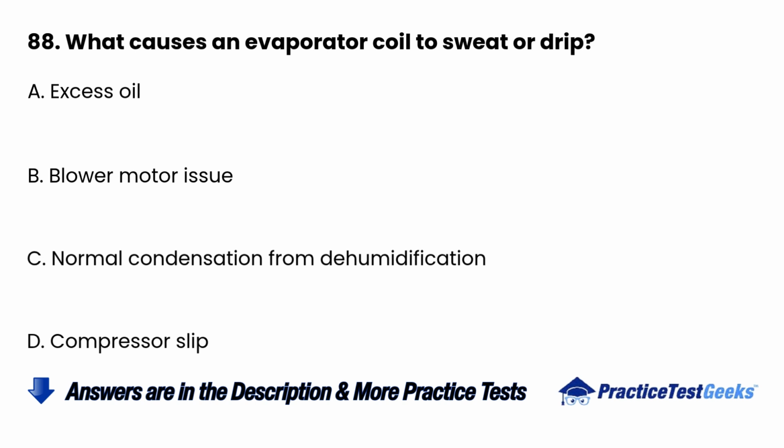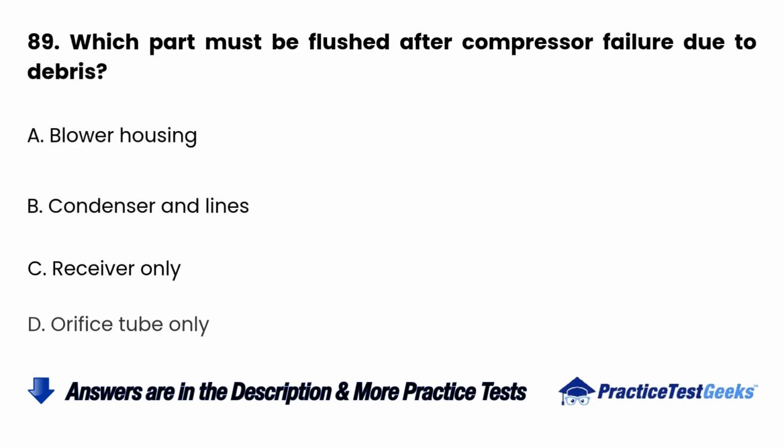88. What causes an evaporator coil to sweat or drip? A. Excess oil. B. Blower motor issue. C. Normal condensation from dehumidification. D. Compressor slip.